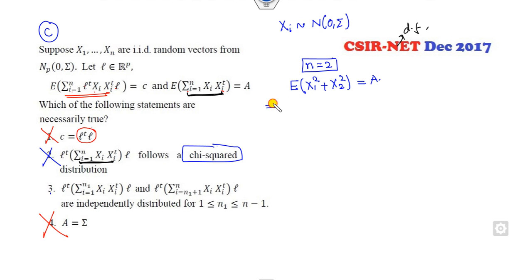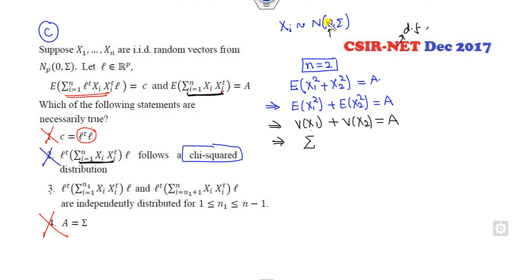Now what is that? Because I can write this value as x1 square plus x2 square is my A. Now you can see what is the E of x1 square, which is variance of x1. This is variance of x2, because mean is my 0. Now clearly, if I call any element here sigma, A will be twice of this. So again this option is cancelled.